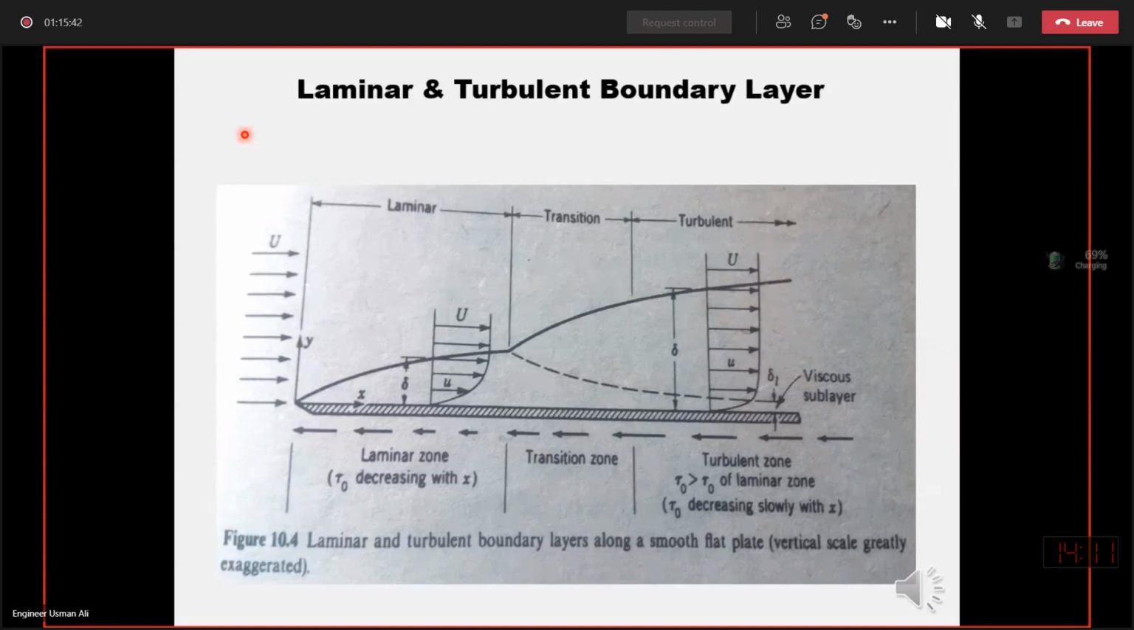Any question up till now, if anybody has any, please ask before I start with the analysis of the boundary layer. Yes, any question from your side?